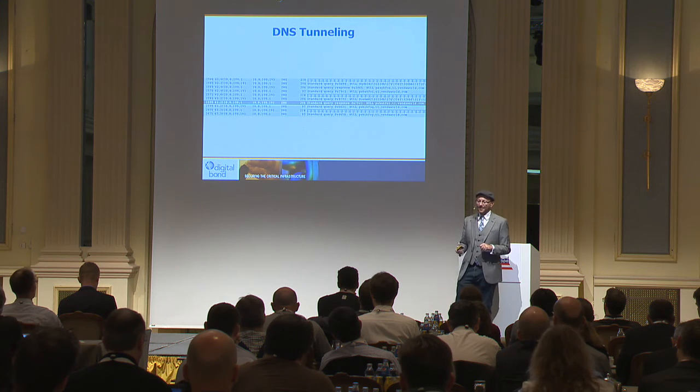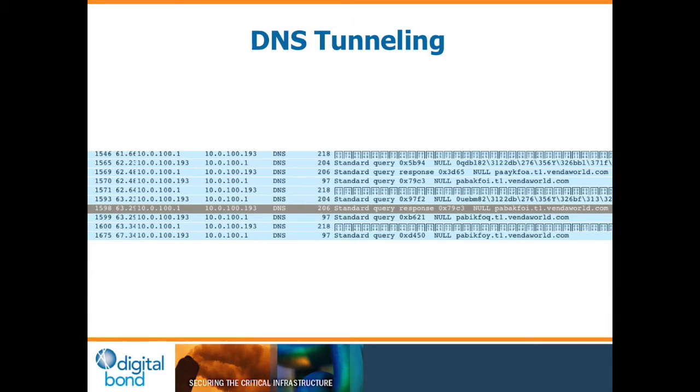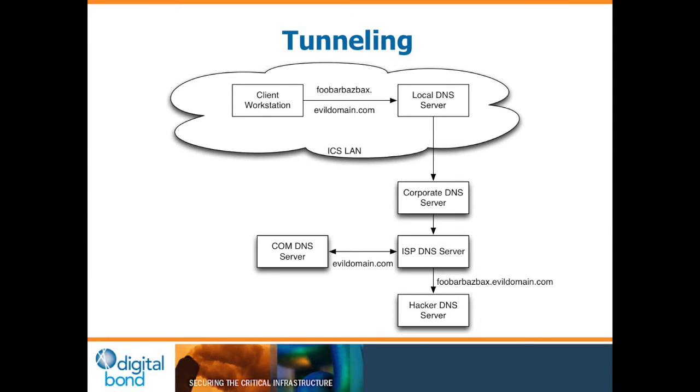So this is just an example of what the tunneling looks like. You probably can't read it in the back, but you're sending these queries for basically garbage domain names, and you're getting a response back that contains garbage. And of course, the way that works is you're sending this garbage to your own DNS server and then getting this garbage back from your DNS server, and it could be encrypted data or whatever.